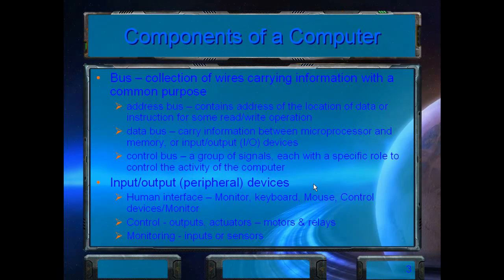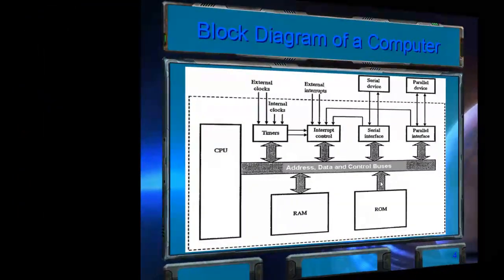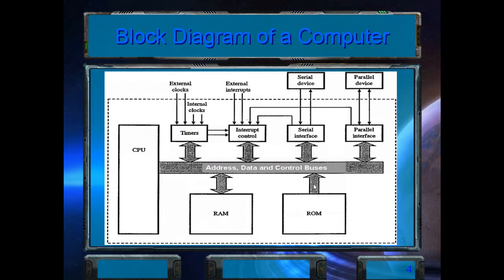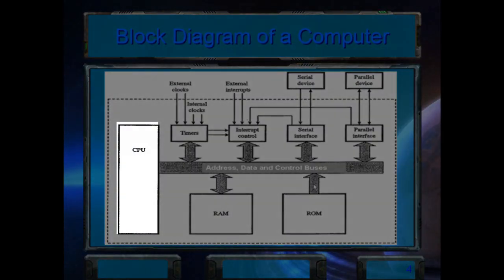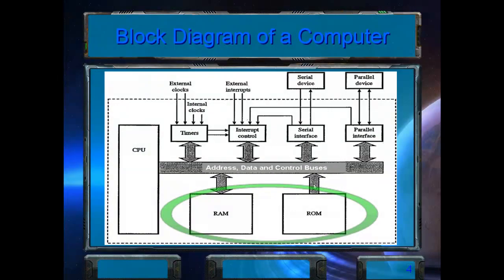computer. The fourth and last component are input-output devices, or peripherals. Examples of these are monitor, keyboard, mouse, motors, relays and sensors. Now, put everything together in a block diagram. You would have the CPU connected by address, data and control buses to memories, and also input-output devices.